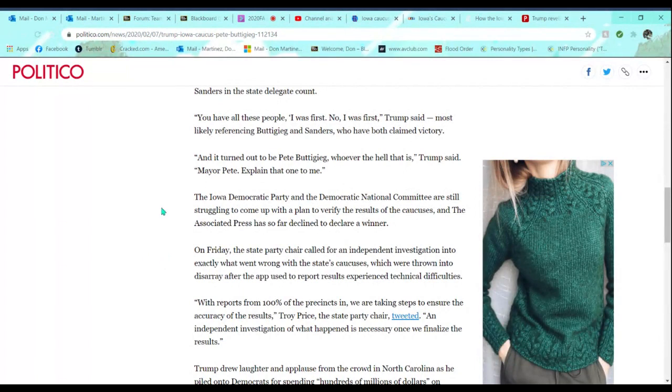The Iowa Democratic Party and Democratic National Committee are still struggling to come up with a plan to verify the results of the caucuses. It so far declined to declare a winner. On Friday, the state party chair called for an independent investigation into exactly what went wrong in the state's caucuses, which were thrown into disarray after the app used to report results experienced technical difficulties. "With reports from 100% of the precincts in, we are taking steps to ensure the accuracy of the results," Troy Pierce, the state party chair, tweeted. "An independent investigation of what happened is necessary once we finalize the results." All right, so we'll leave that one there.